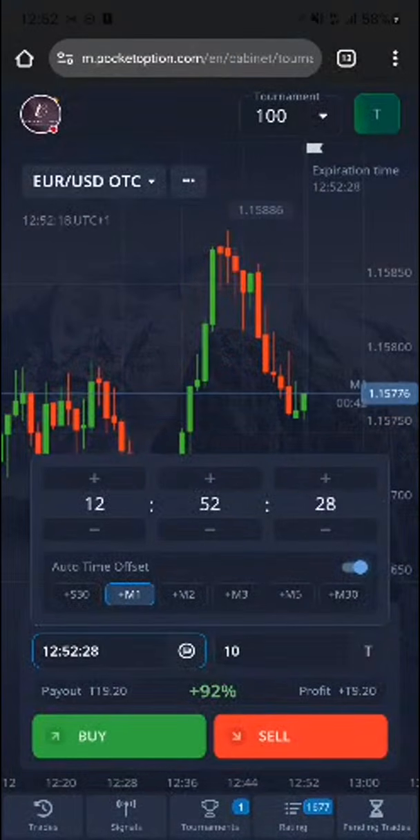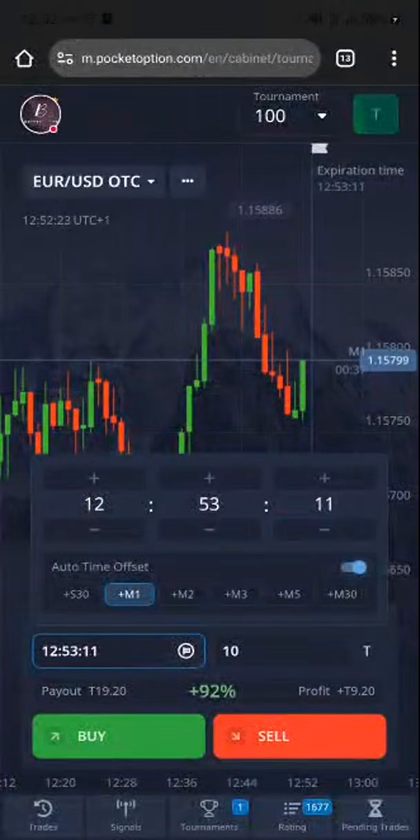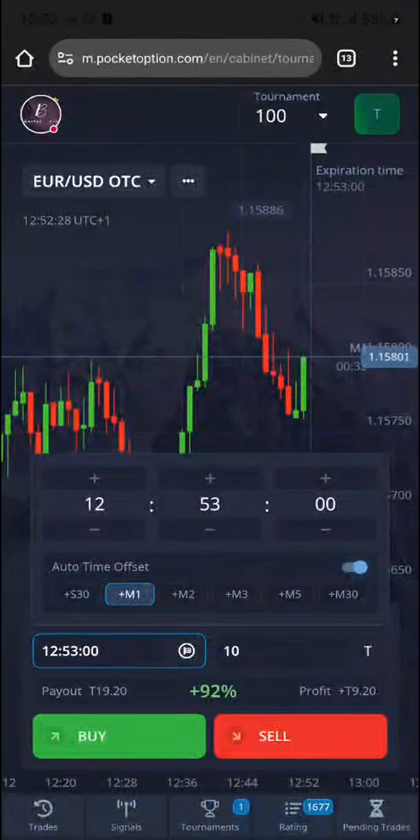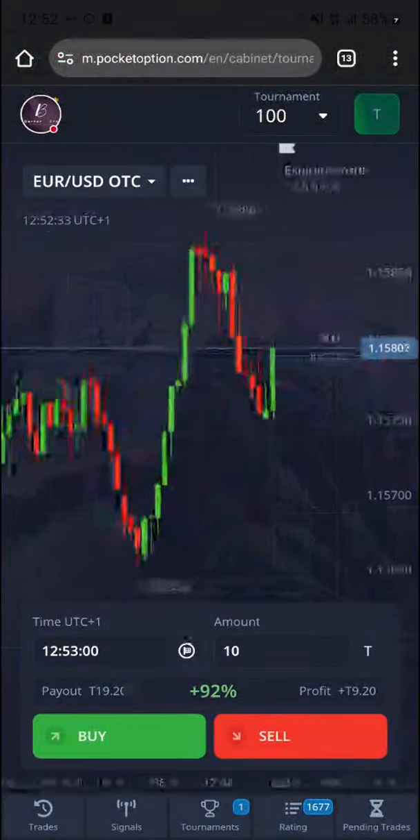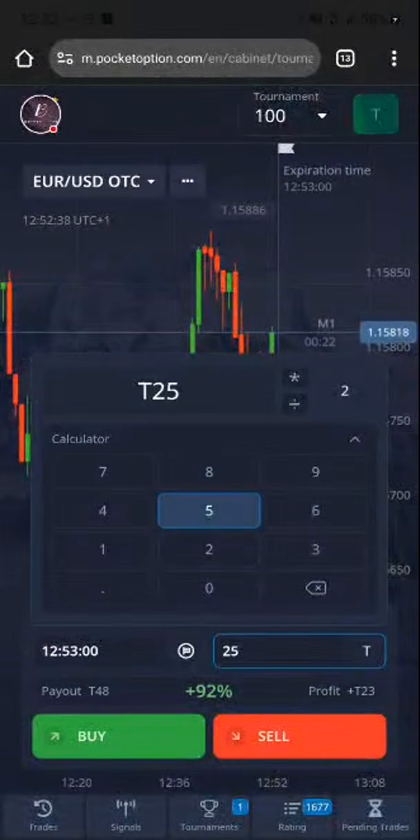Then we'll make sure that this second hand is on 0. It's very important that this is on 0. If it's not on 0, your trade will not close when the candle closes. So you have to really pay attention to this. You understand? You have to really pay attention. Then we'll be going in, let's go in.